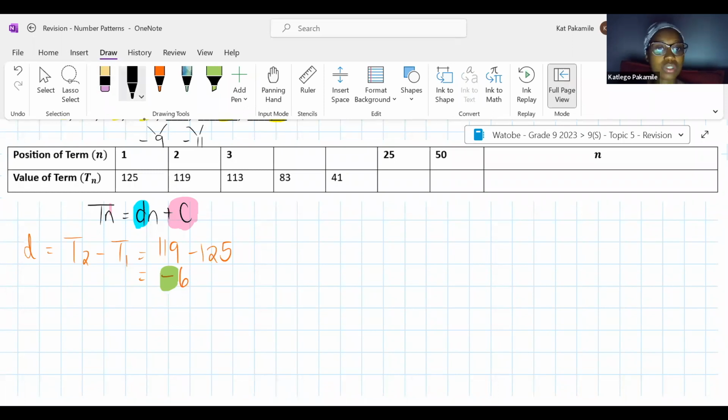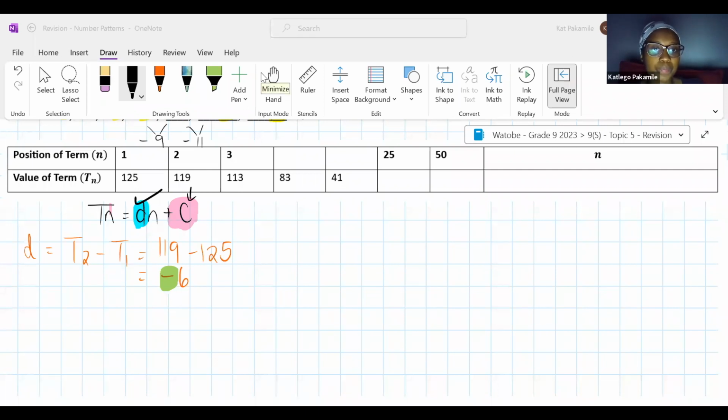Now, how do we get C again? Please remind me how we get C. Who remembers how to get C? Anyone? Somebody? No? Nosisa. Hi, Nosisa.